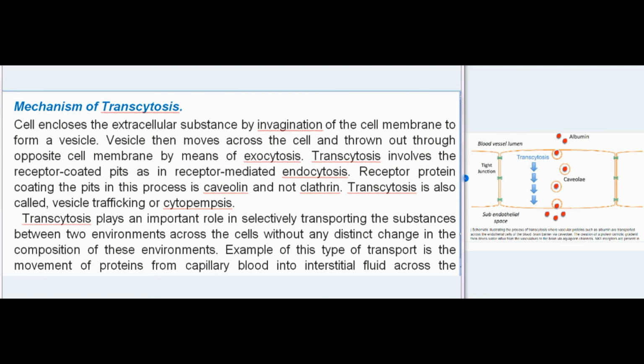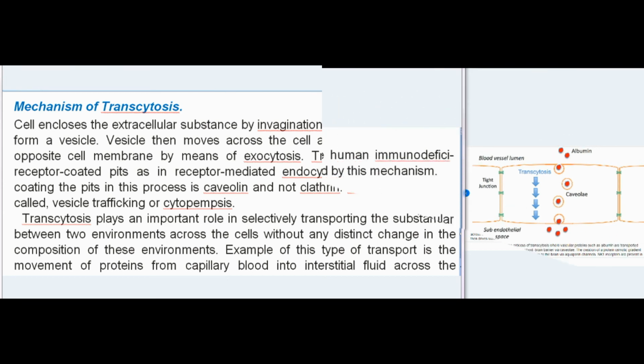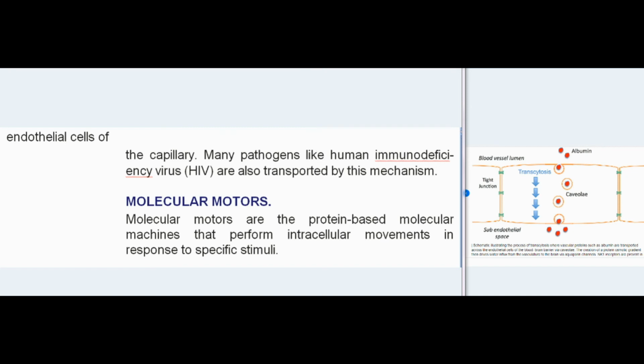Transcytosis plays an important role in selectively transporting substances between two environments across the cells without any distinct change in the composition of these environments. An example of this type of transport is the movement of proteins from capillary blood into interstitial fluid across the endothelial cells of the capillary. Many pathogens like human immunodeficiency virus, HIV, are also transported by this mechanism.